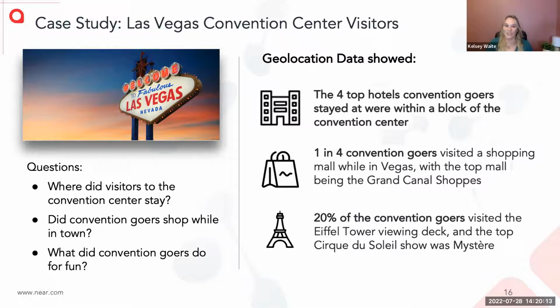20% of the convention attendees actually visited the Eiffel Tower viewing deck, and the top Cirque du Soleil show was Mystery. I still need to see that one.